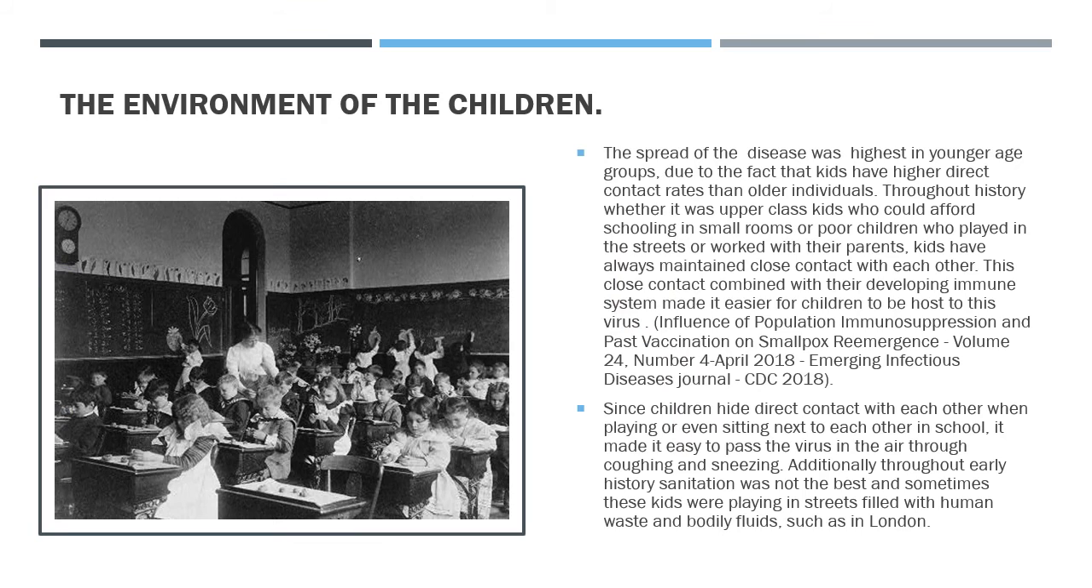The children's environments also played a major role in what made them so susceptible to smallpox. As it is, children have developing immune systems, so it also makes it easier for them to be a host to the virus. But on top of that, children tend to have a high amount of close contact with each other. Upper class kids who were able to go to school were in such tiny classrooms that even if one kid sneezed or coughed, it could easily affect the whole classroom of kids.